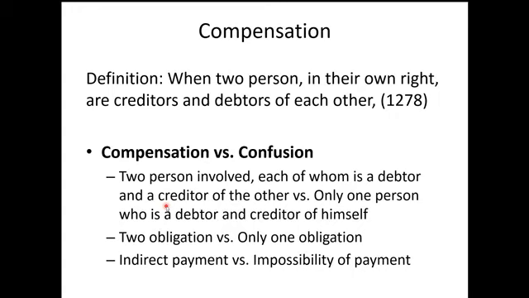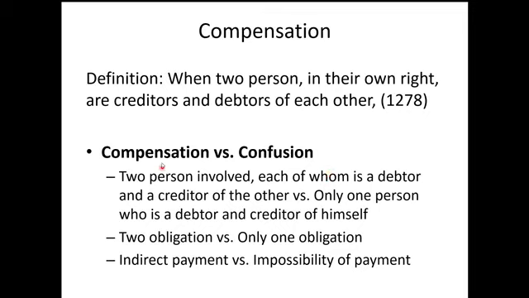Sabi nito, definition, when two persons in their own right are creditors and debtors of each other, there is what we call compensation. Now, what are the distinctions between compensation versus confusion? Now, in compensation, there are two persons involved. Okay? Kasi these two persons in their own right are principal debtor and creditor of each other. But in confusion, there is only one person, wherein yung character ng debtor and creditor nag-merge on the same person.